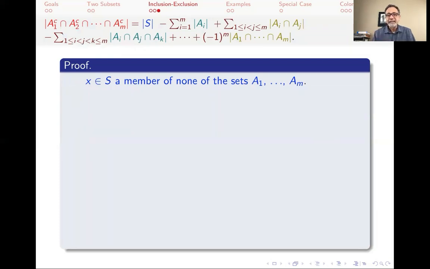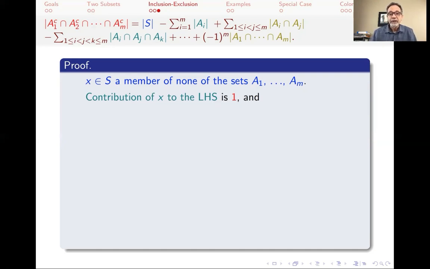We want to prove that messy formula on the top, and we're going to replicate what we did for the case of 2 subsets. We start with an X in S and see what its contribution is to both sides of the equation and hope that they're the same. We've got to make sure that we go through every element of S. We start with an element of S that is a member of none of these sets. Then we will look at elements of S that are a member of some of them. If it's a member of none of them, then its contribution to the left is 1, because that's exactly what we're counting, the number of things that are not in any of the sets A1 through AM. And so when we get across X, we count it.